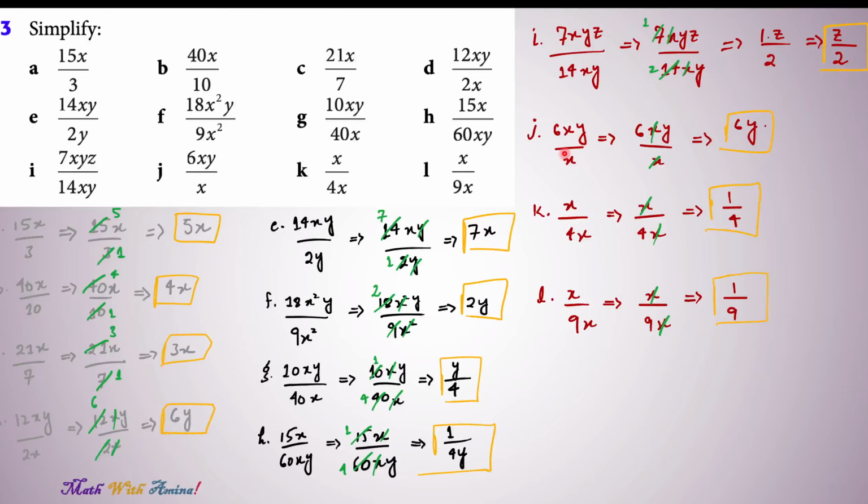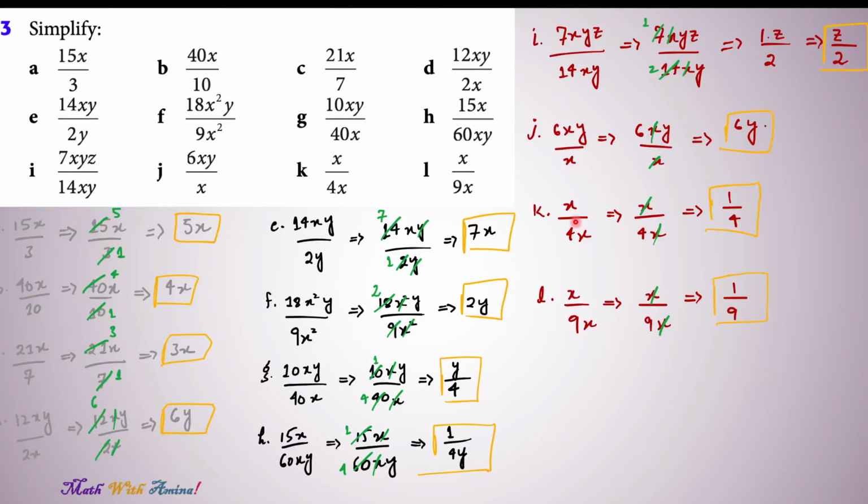Then we have 6xy over x. So we do not have a number in the denominator to look for a common factor to simplify it further, therefore it will remain as it is. Next we will look into the variables. X appears in the numerator and in the denominator, so they too will get cancelled, and you will be left with 6y as the final answer. In the denominator, when this gets cancelled, we are left with 1, so we do not write it, but if it has to be expressed, it will be 6y over 1.